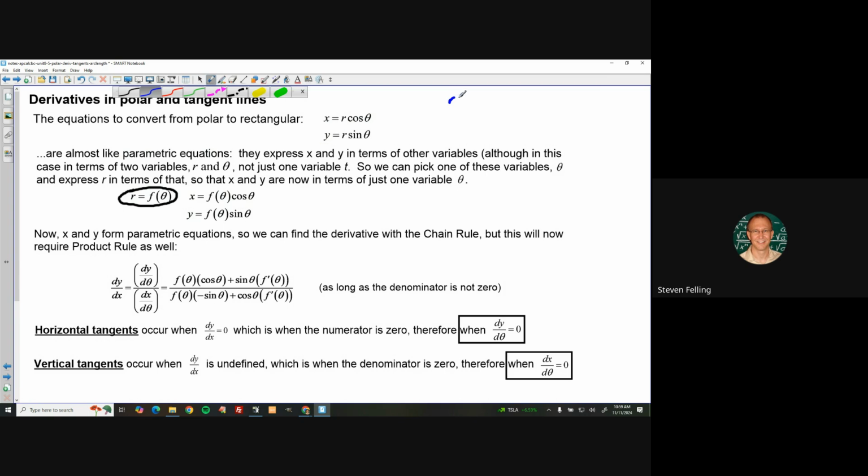Let's say that r is 4 cosine theta, right? And that means if x is r cosine theta, and this r can be replaced with 4 cosine theta, then x is 4 times cosine theta times cosine theta, which means x is a function of theta. And then y is also that same r of 4 cosine theta, but times sine theta. And that means y is also a function of ultimately one variable. So you can think of this as a set of parametric equations where the parameter is the angle theta.